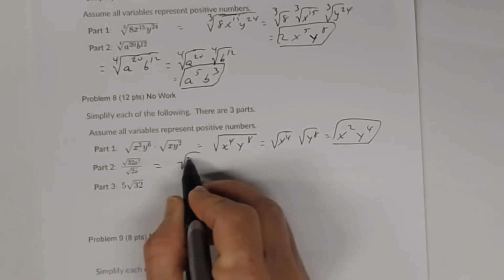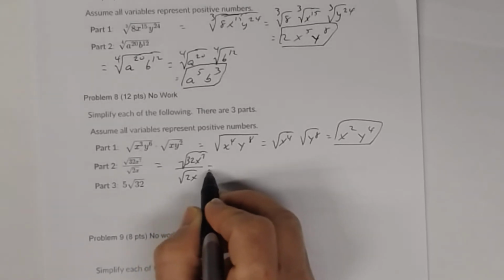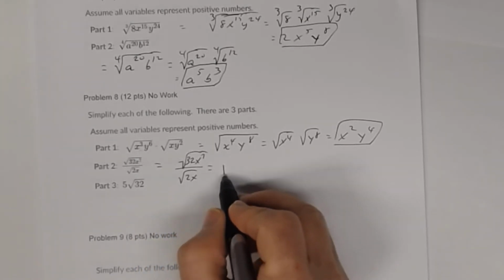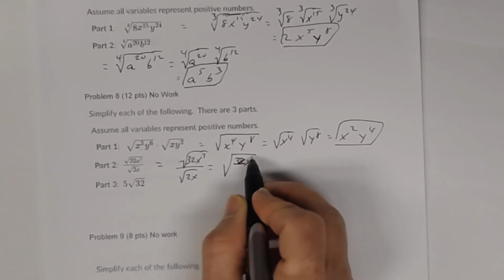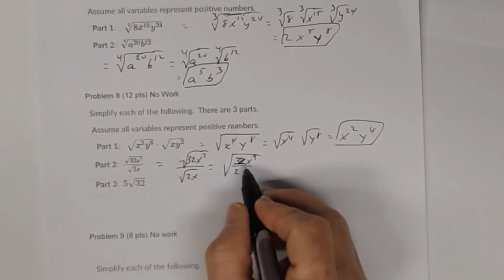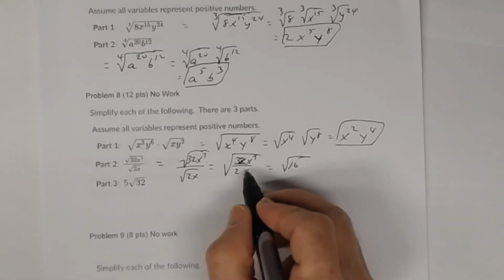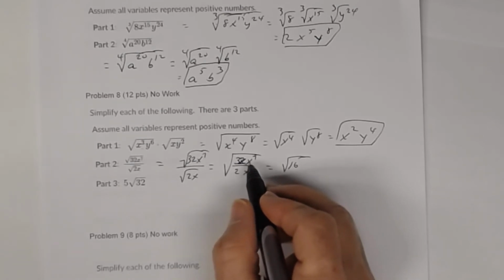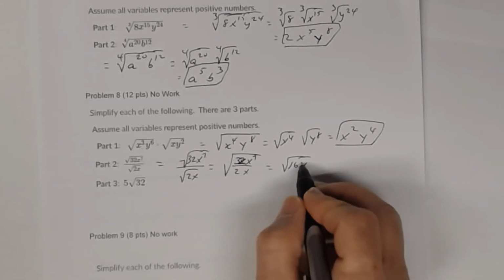You have the square root of 32x to the 7th divided by the square root of 2x. So I'm going to write this as one square root. So the square root of the numerator, 32, x to the 7th, divided by 2x. And then 32 divided by 2 is 16. So it becomes the square root of 16. And then x to the 7th divided by x. When you divide like bases, you subtract exponents. 7 subtract 1 is 6. So it becomes x to the 6.